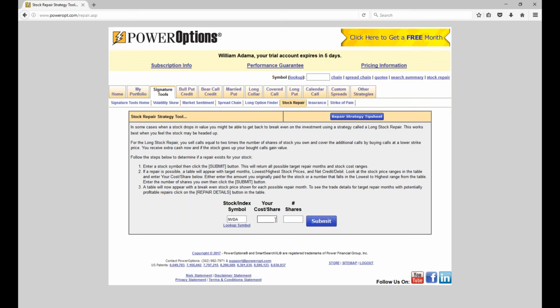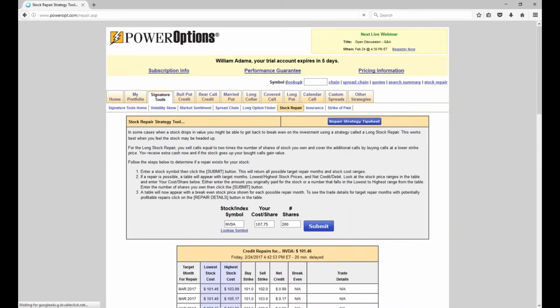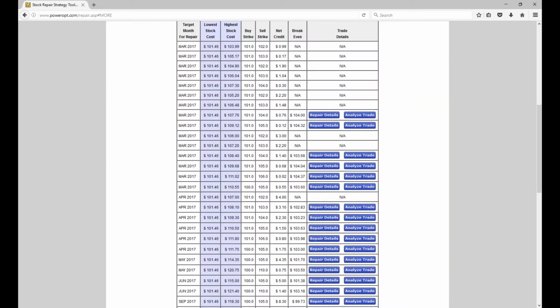Cost basis of about, you know, it'd probably be about 107.75, I guess. And we had 200 shares. So we averaged down by another 100 shares at 101.57. You do see some March repairs here, shorter term, where your break-evens are at 104 and 104.32. So it's another idea that's discussed in the webinar that might help you get back to break-even faster, averaging down.